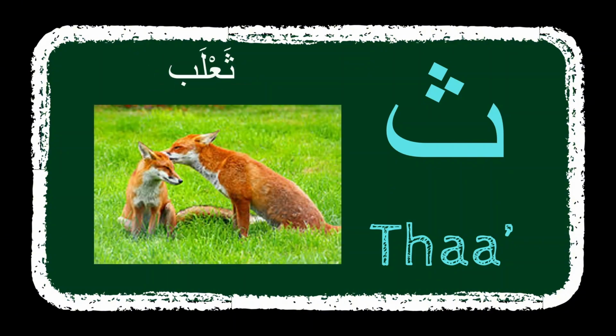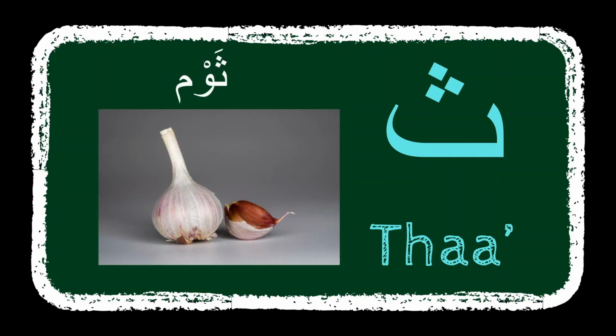And then we have here this word, ثعلب, which means a fox. ثعلب, ثعلب. And then we have ثوم, which means garlic. ثوم. Okay?